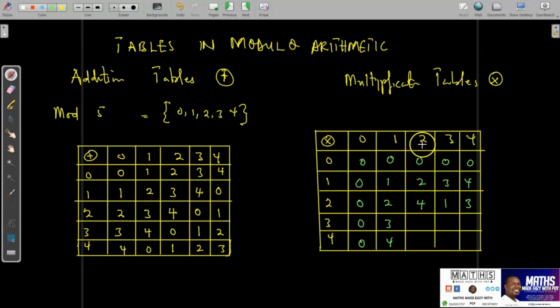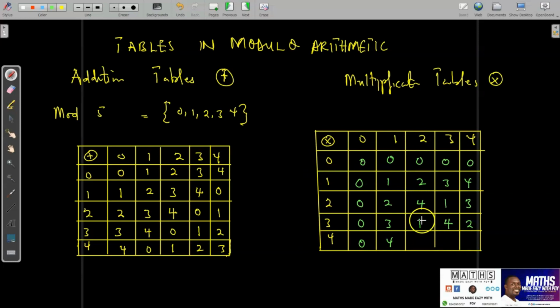3 multiplying 2, the answer is 6. 6 in mode 5, we have 1. 3 multiplying 3, the answer is 9. 9 in mode 5, the answer is 4. Good. 3 multiplying 4, the answer is 12. 12 in mode 5, what do you expect? 2. Good.